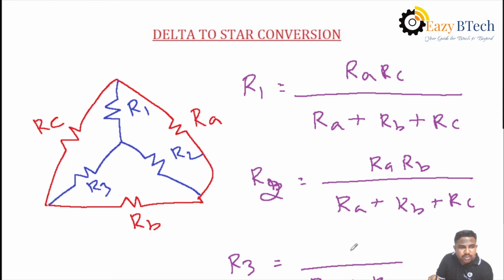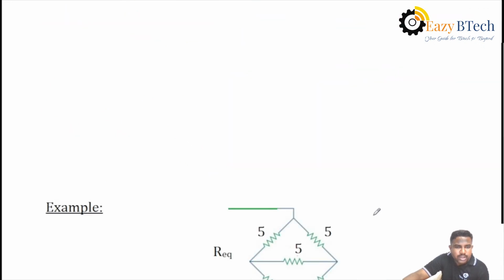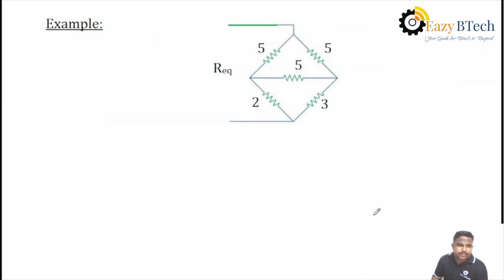For R3, what are the side values? That is RB into RC. Okay, these are the formulas we can use to change delta to star connection. Then how are these formulas applicable to the given network? For example, we are taking one problem here: find out the equivalent resistance for the given example network.